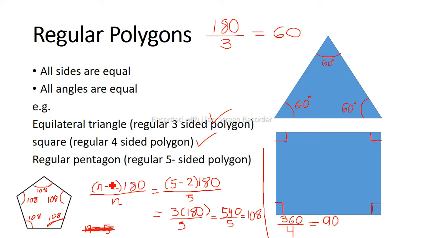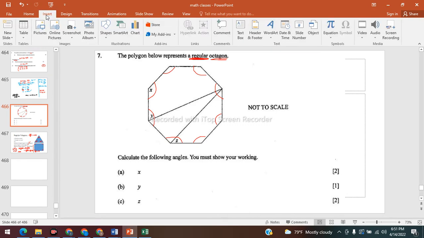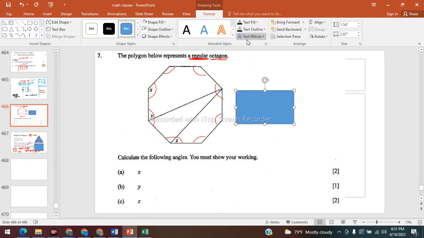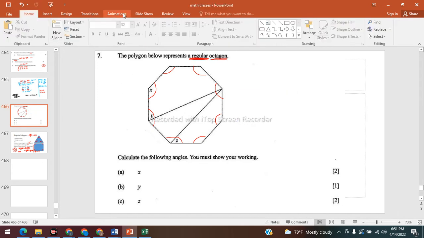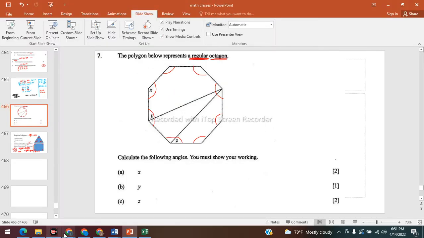So we can use this formula. I got 135. Yes, I'm a lot slower than everybody, but I got it. No shame in this game. Slow and steady wins the race.